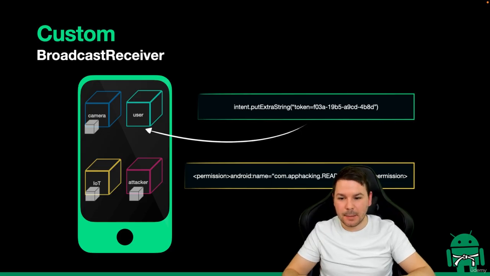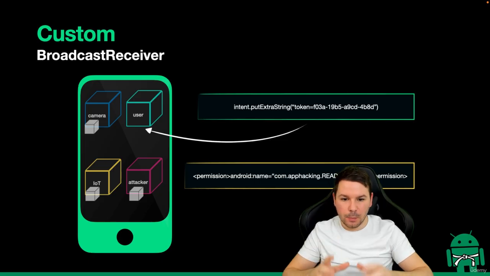Okay, to sum this up, if the attacker does not have root privileges and the protection level is being signature, then the attacker cannot interact with this broadcast receiver. But if this is simply just a custom permission, like this one over here, then the attacker can include this permission into its own application, and then the attacker would be able again to receive and send those broadcast events.